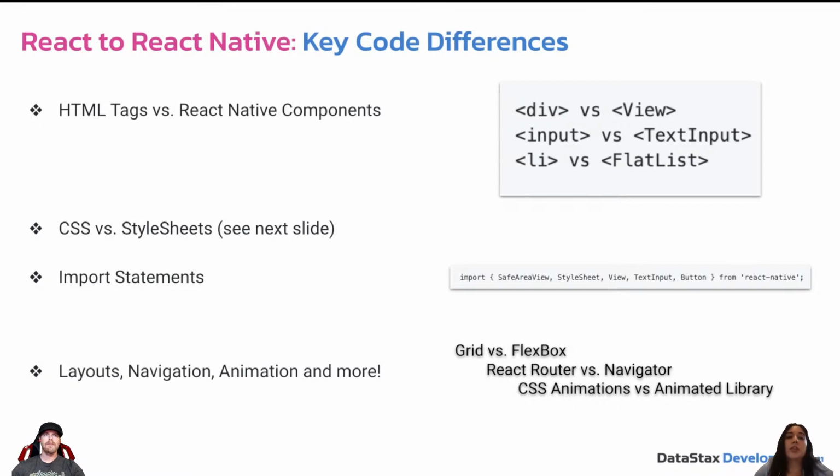So another example of something that's different is CSS is no longer there, which adds additional complications. And instead you use something called style sheets. And I'll go into detail in the next slide. Another thing that's interesting to note is you now have to import each component that you use from React Native explicitly. It's not like you can just do import star from React. You have to really import each piece. And because CSS is no longer available, now you have things for layout like Flexbox. You have to use libraries like Navigator and Animated Library because CSS is just not used in React Native.